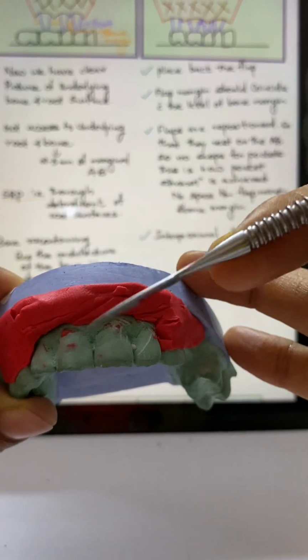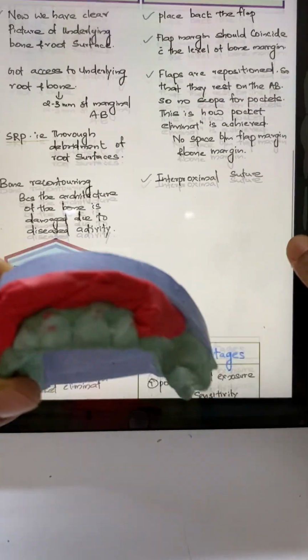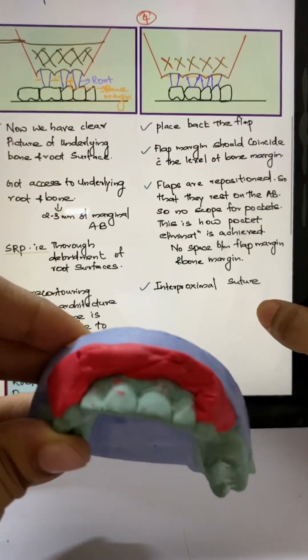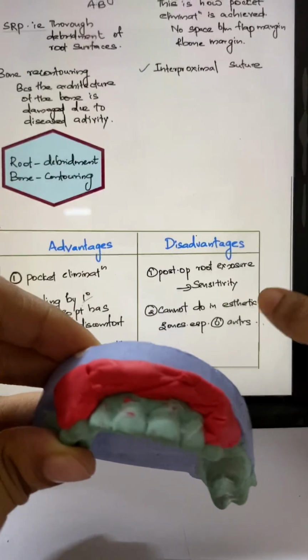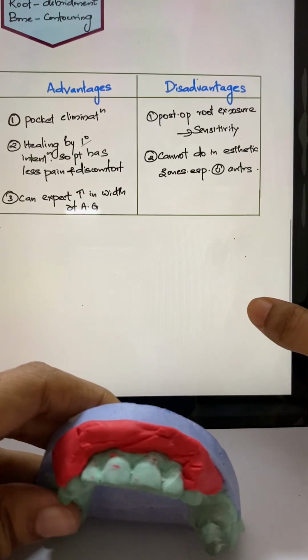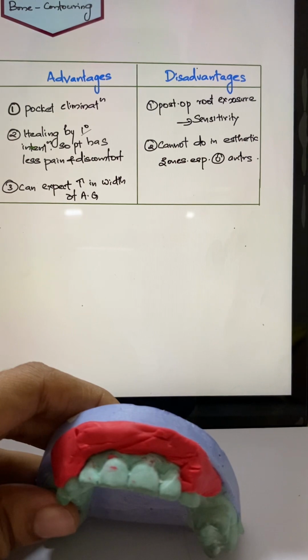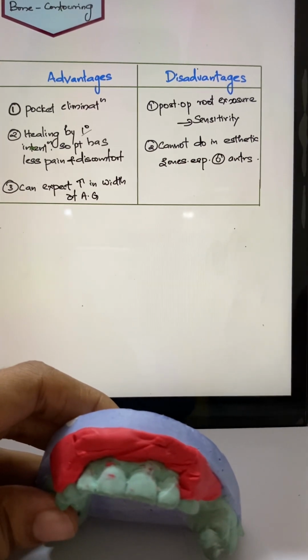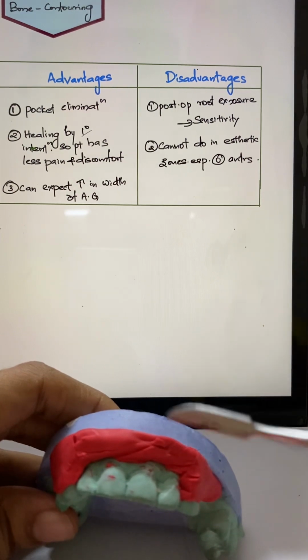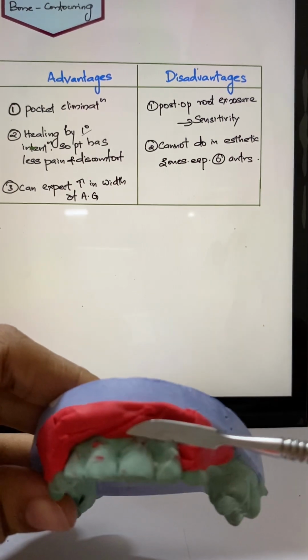After that, we can do the interproximal suture. So this is the original Widman technique. And then we have to understand the advantages and disadvantages of this technique. Advantages are definitely the pocket elimination, and healing would be via primary intention, so the patient has less pain and discomfort, and we can expect some increase in the width of the attached gingiva.